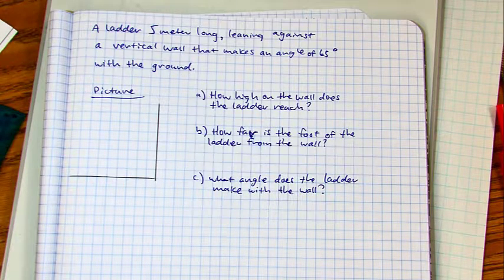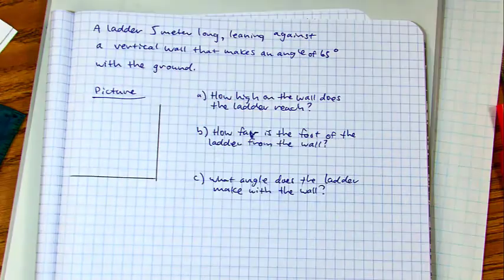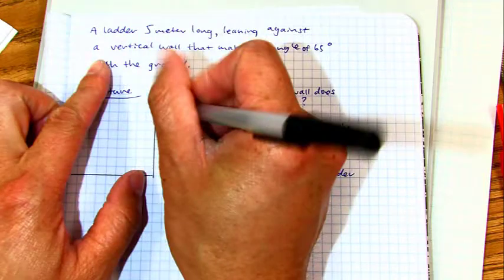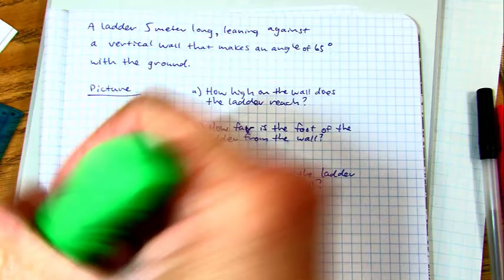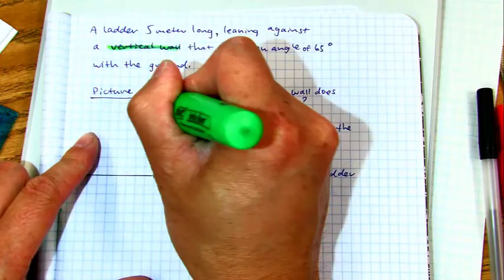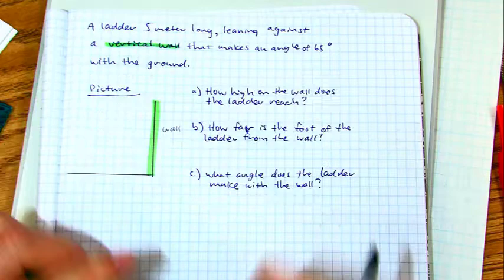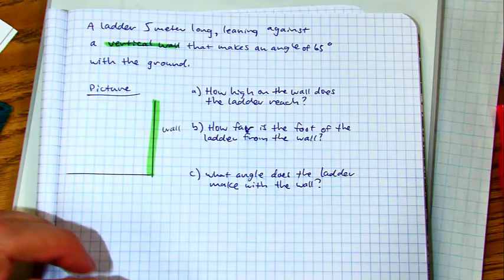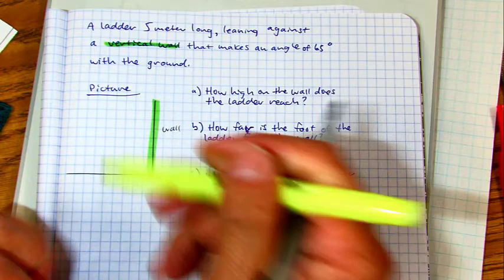A ladder, 5 meters long, leaning against a vertical wall. So I'm going to stop there. Vertical wall, vertical means up and down, and then my wall is this side. Wall. A ladder, 5 meters long, is leaning. Let's draw a ladder.